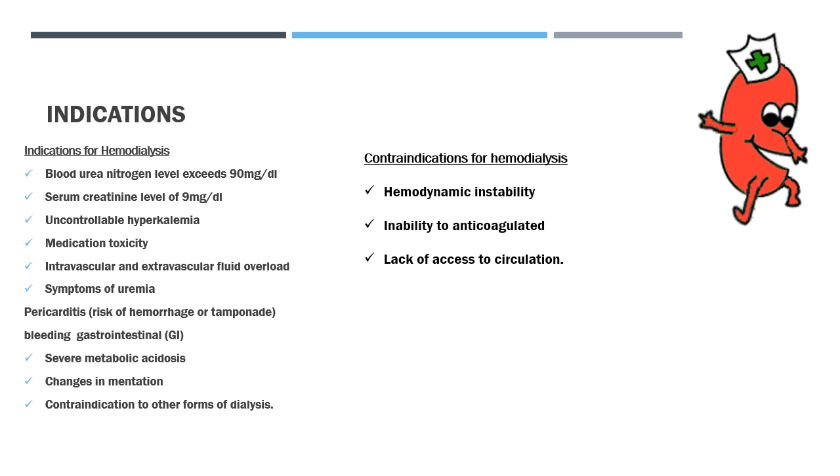So the contraindications for hemodialysis are that the person is hemodynamically unstable, inability to anticoagulate, and the lack of access to circulation. Because in order for a patient to have dialysis, they must have a vascular access.